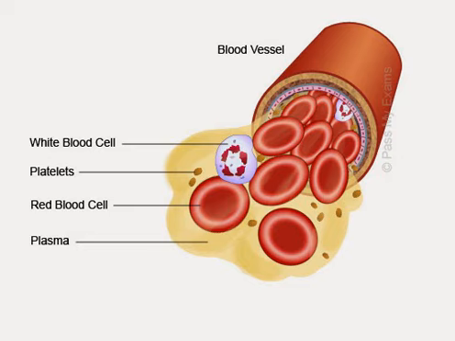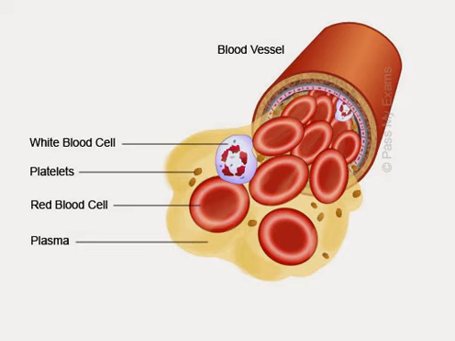Okay, now let's look at the blood parameters. The blood volume is averagely 5 liters. Blood is about 8% of the body weight, while the blood pH is between 7.35 and 7.45. Then viscosity is about 3 times that of water. Now let's look at the functions of blood.